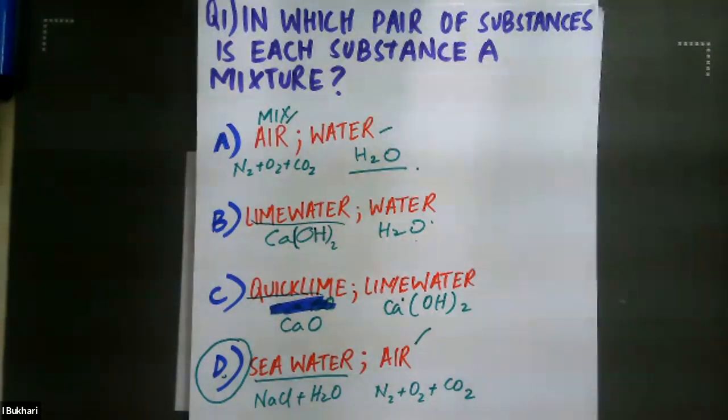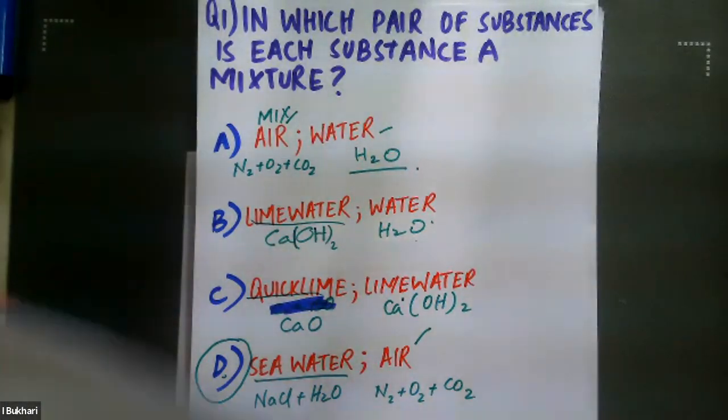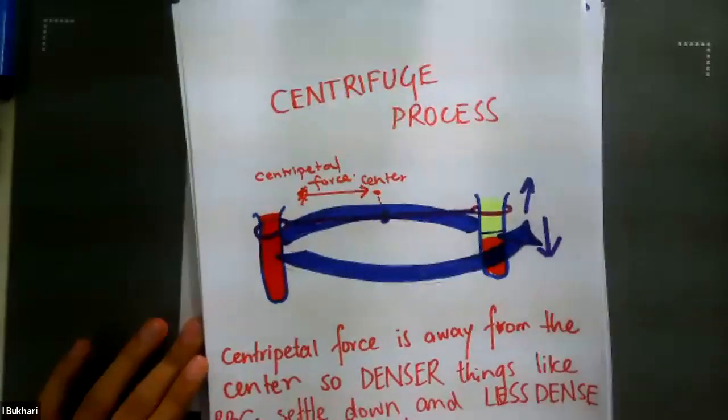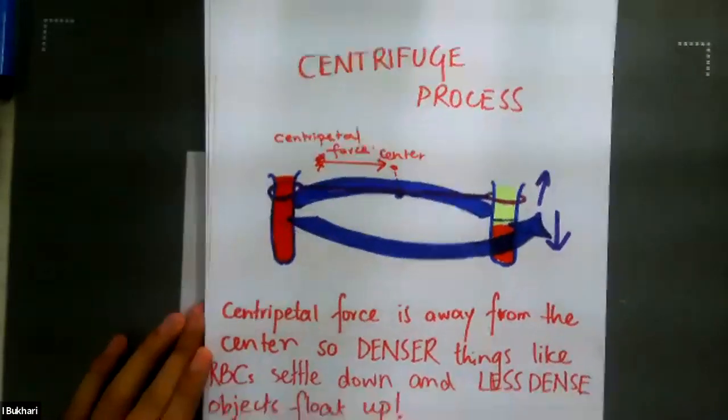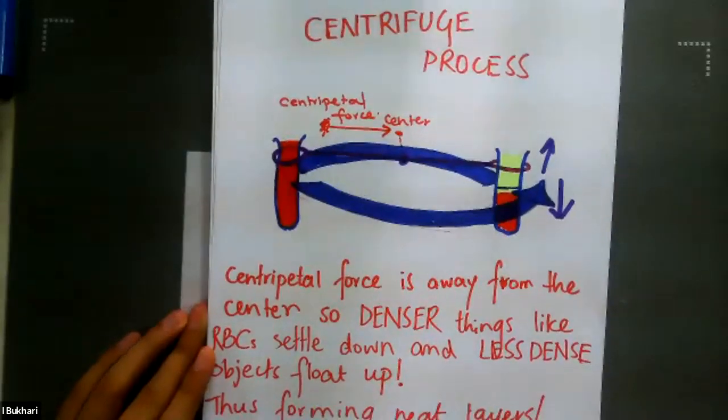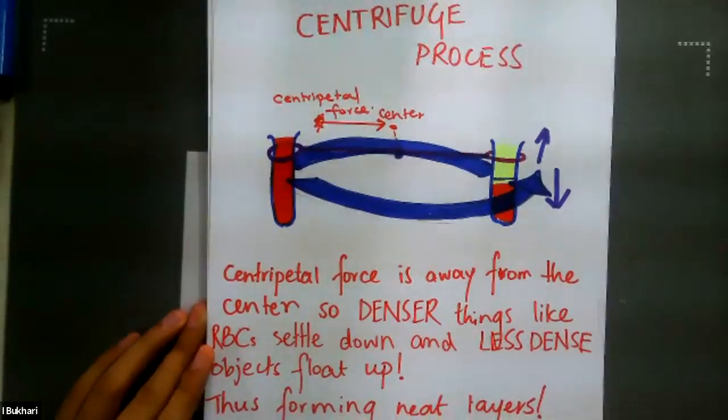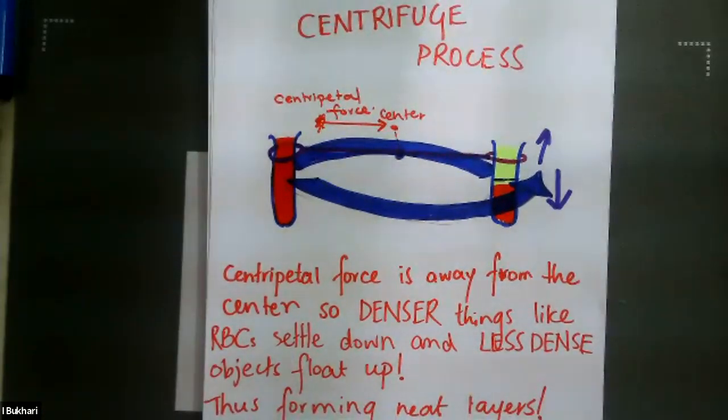Jazakallahu khairan. Good job. So we won't go into the details of centrifugation, but just appreciate that the centripetal force, which is acting from the center of the circle outwards, causes the less dense particles to move out, or to move towards the top of the test tube. Okay, then inshallah we will continue from here in the next class.